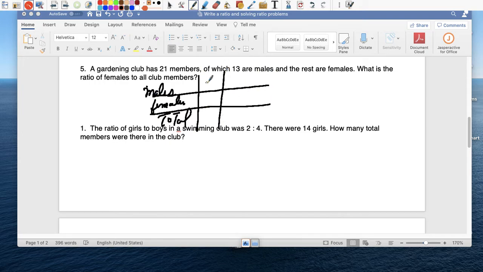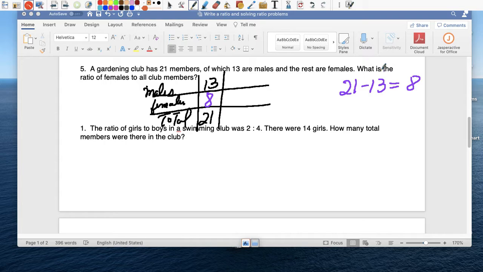So what do we know? We have 13 are men, and 21 is the total. Do we know how many women there are in the club? Well, I can find out, right? 21 the total minus 13 men. The answer is 8. So there are 8 women in the club.